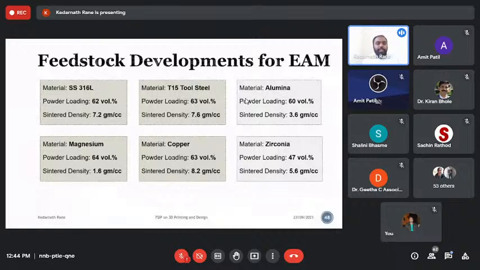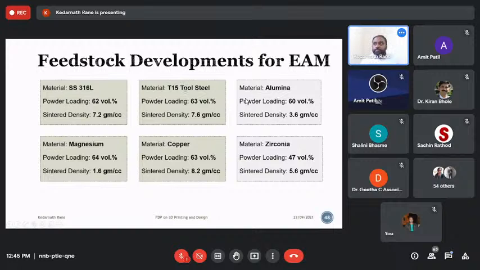The metallic feedstocks again have diversity, like stainless steel and magnesium, again a challenging material for other additive manufacturing, but it is very much viable and easy to manufacture using the EAM process. Copper is a very big challenge for laser based systems because of the reflectivity. Copper and aluminum are very challenging materials to process using powder bed based processes, but they are very easily manufactured through the EAM process.